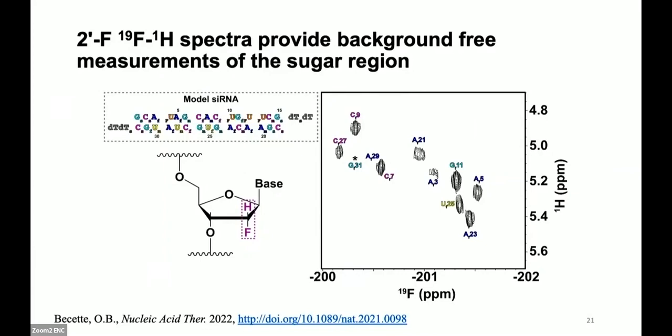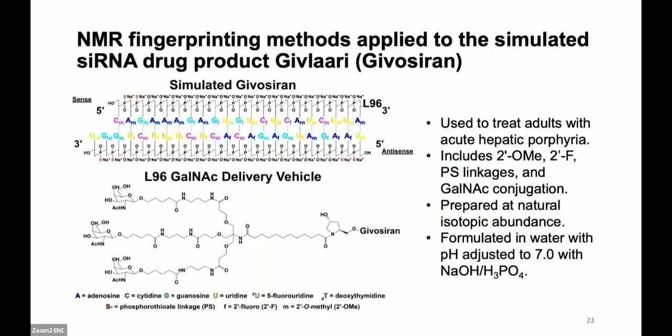Okay, so you're probably all thinking this is great. You've shown this on your model systems. How does this actually work for a real therapeutic? So we then applied these methods to our simulated drug product, Givosiran. This is an actual FDA-approved drug for the treatment of acute hepatic porphyria. It contains many of the chemical modifications that were represented in the model systems.